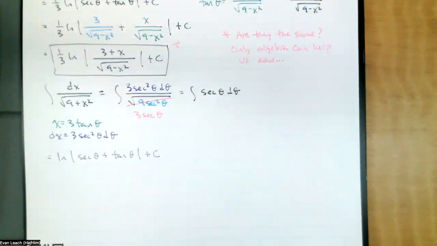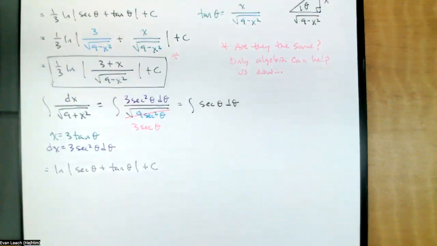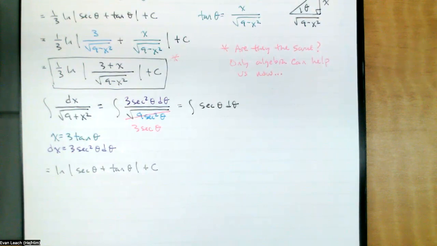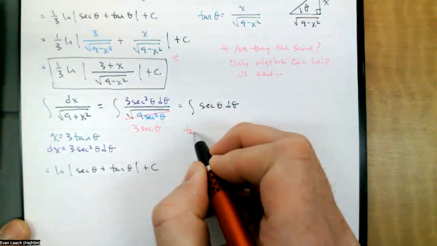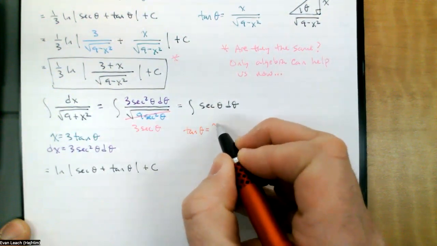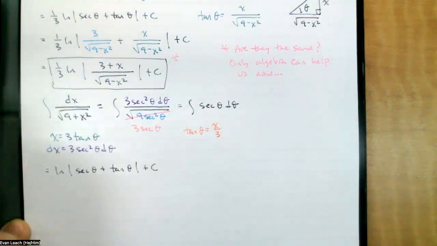And now we've come to the point of this exercise. In the previous problem, we also had a natural log of secant theta plus tangent theta, but those thetas are different than these new thetas. I'm not going to use 3 over square root of 9 minus x squared for our secant theta because that's not secant theta here. This all comes from x equals 3 tangent theta. So tangent theta is x over 3.